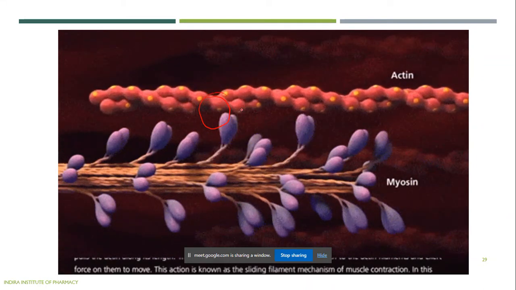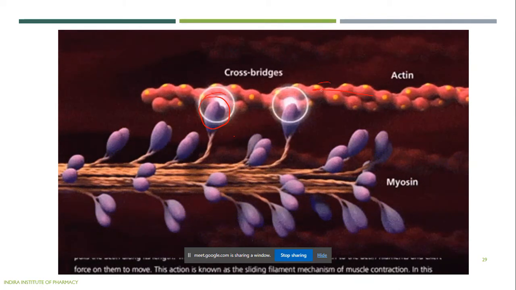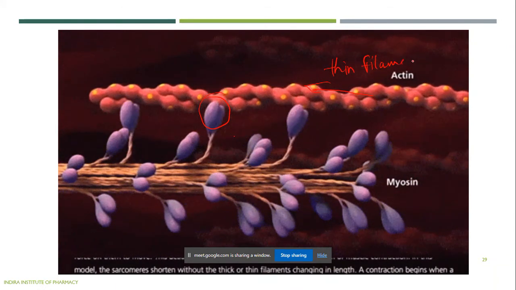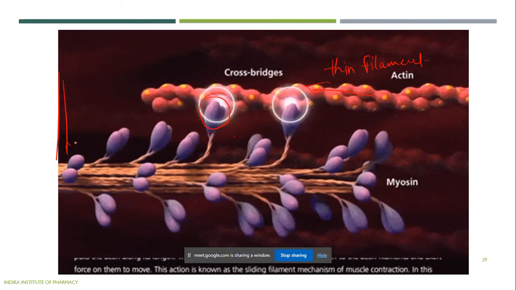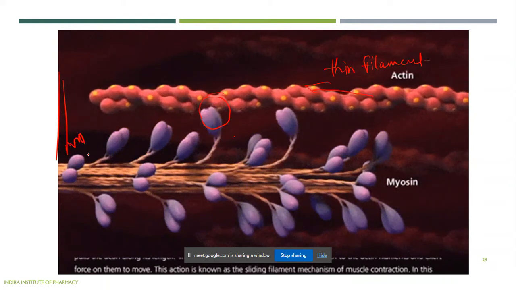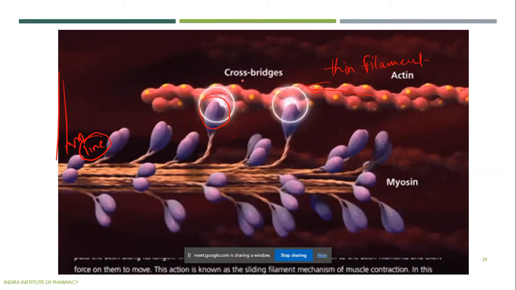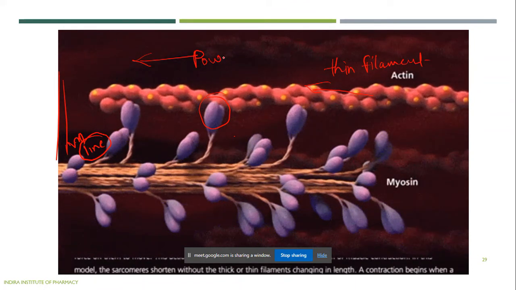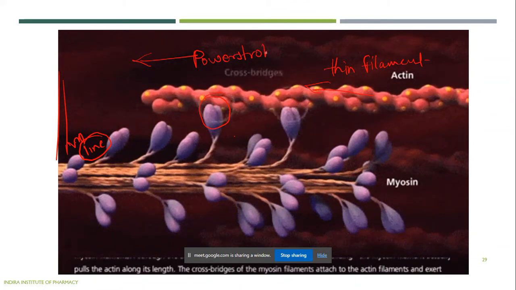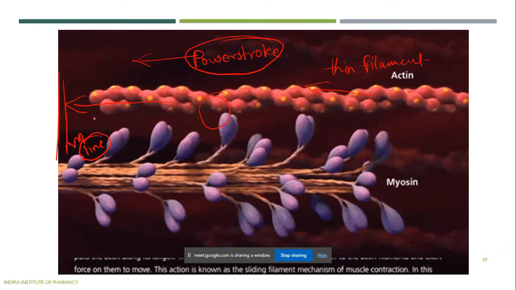When the myosin heads bind, you can see this is the thin filament, and towards this is the M line. Because of the formation of the cross bridge and further the power stroke, this thin filament is being moved towards the M line.